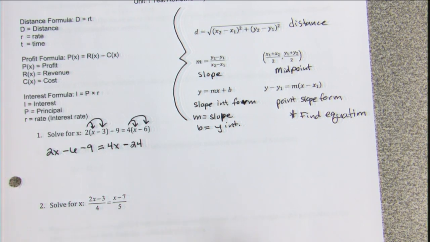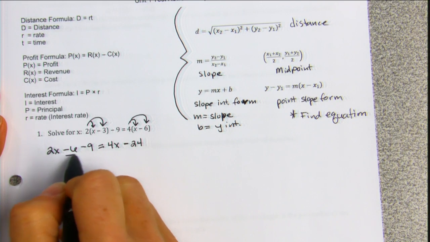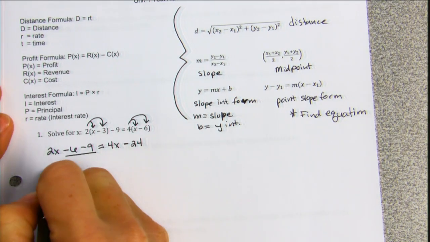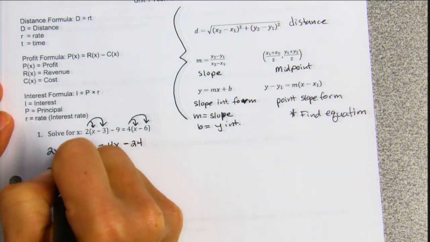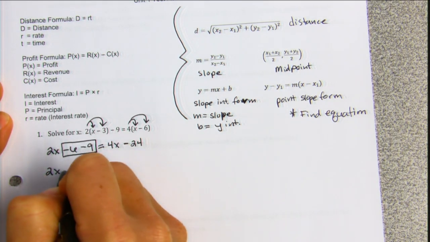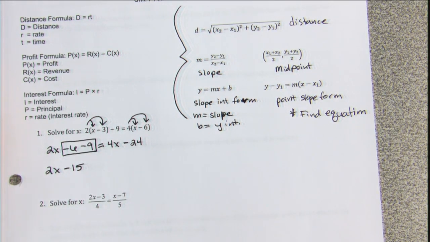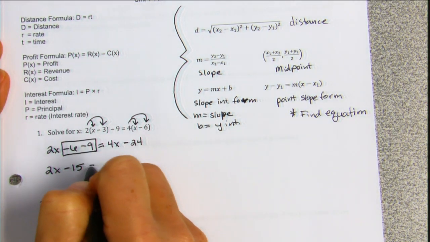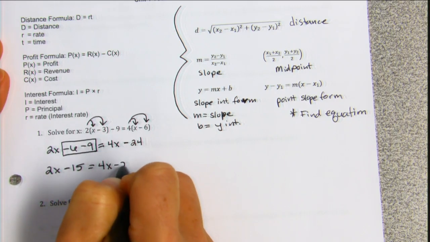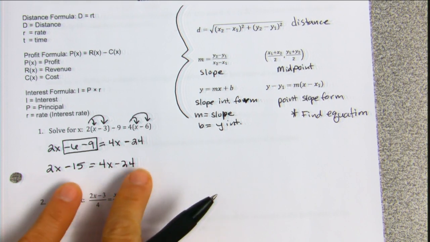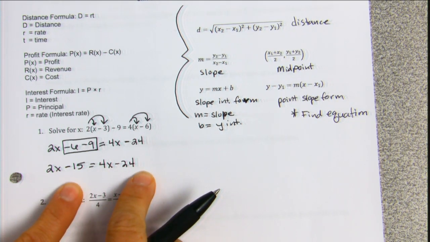Okay, before we start moving stuff around, do you notice like terms over here? Remember, we're not moving it, so you're combining them with the signs they have. So just bring down 2x. I'm just saying I want to combine these like terms, so that would be a negative 15. Negative 6 and negative 9 make a negative 15. Equals 4x minus 24.